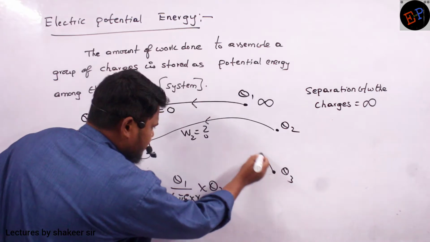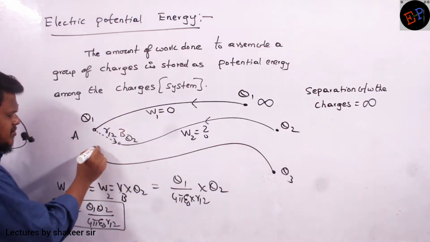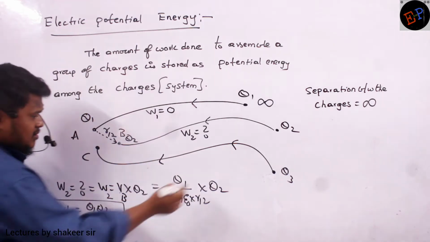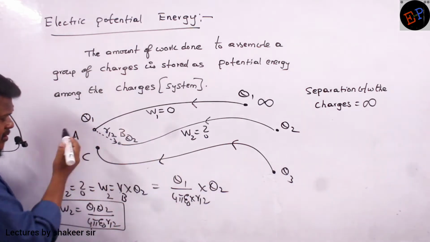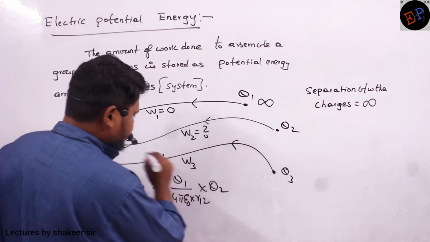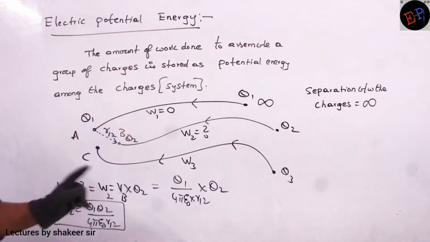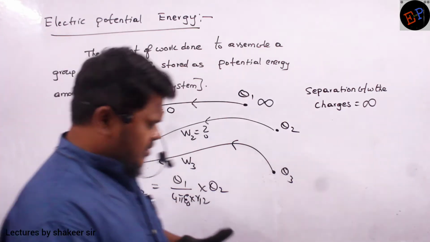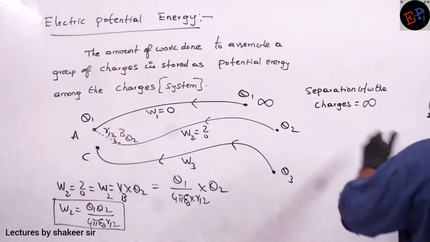Now what I will do is shift another charge to point C. I have a third charge also. I am shifting the third charge to point C. Here the amount of work done is W3. Now can you say W3 will be how much?